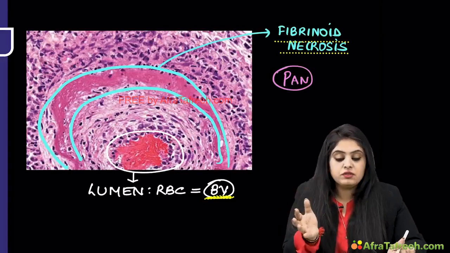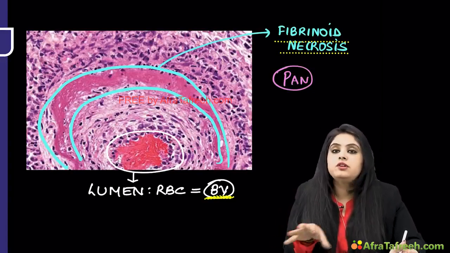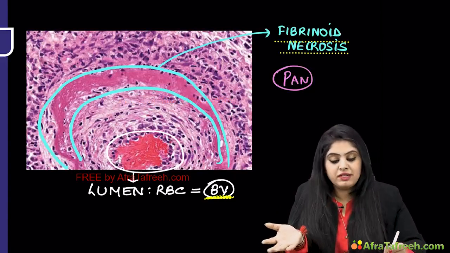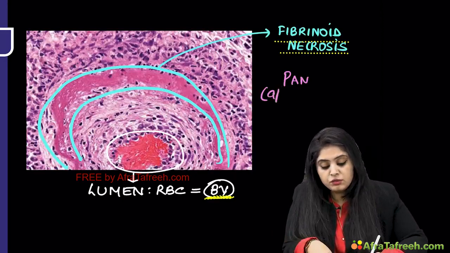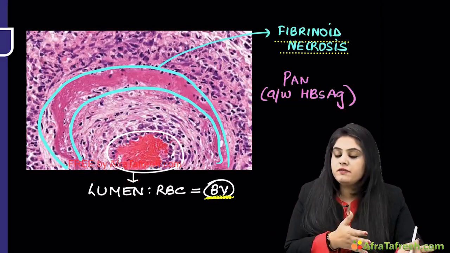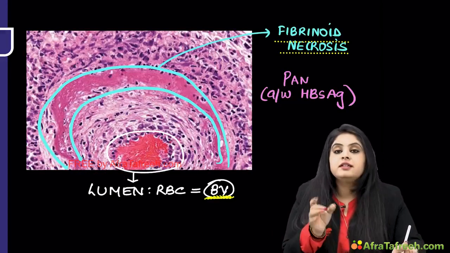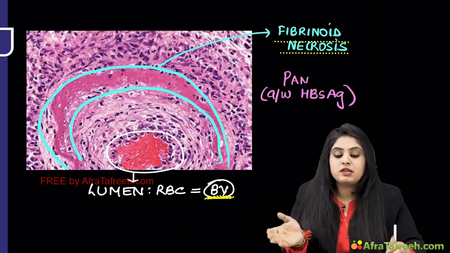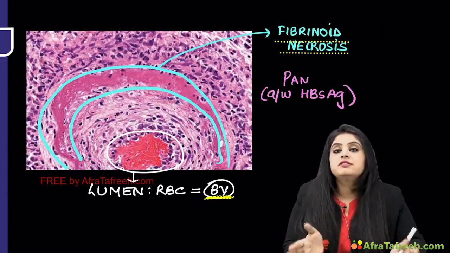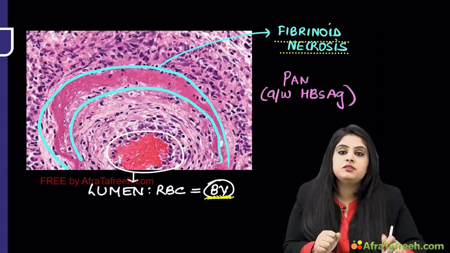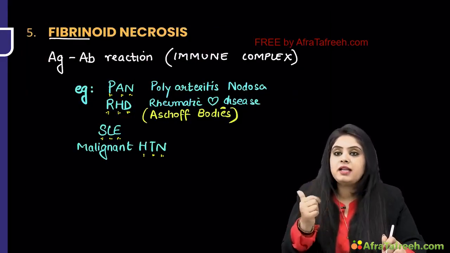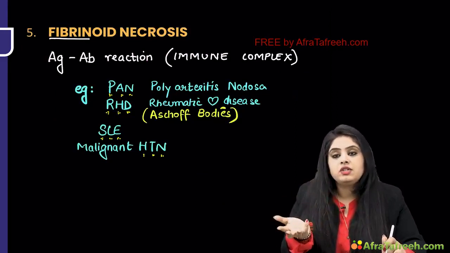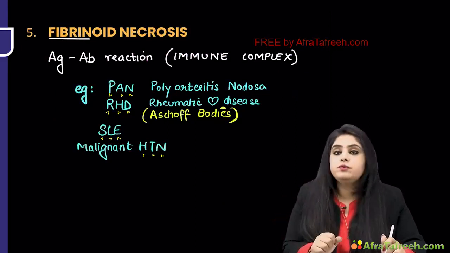As I said, this session is not just about going into general path and that's it. It's about correlating it with medicine. How does a question of polyarteritis nodosa come to you? It is associated with hepatitis B. So they will always start a question, and this image will be given, saying that there's a hepatitis B positive patient who has come to you with involvement of blood vessels of multiple organs. So that hepatitis B history is very important. Coming back regarding fibrinoid necrosis, all the three alphabet things, PAN, RHD, SLE and HTN, malignant hypertension, all of those show you fibrinoid.